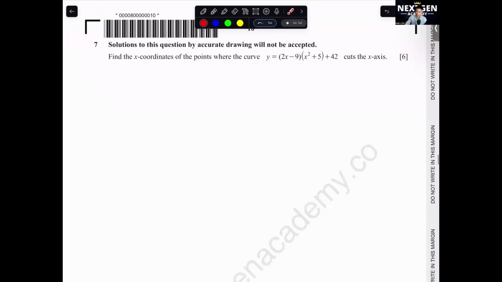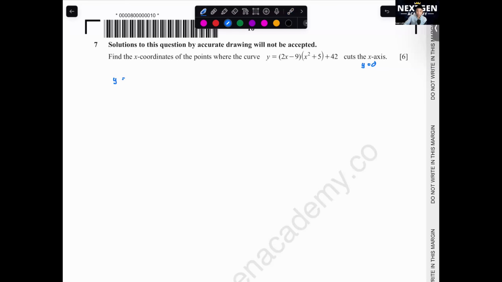All right, let's look at question number 7. Find the x coordinates of the points where the curve y equals 2x minus 9, x squared plus 5 plus 42 cuts the x-axis. What does it mean, cuts the x-axis? It means y equals 0. We simplify this equation first. Let's expand the bracket and then simplify first.